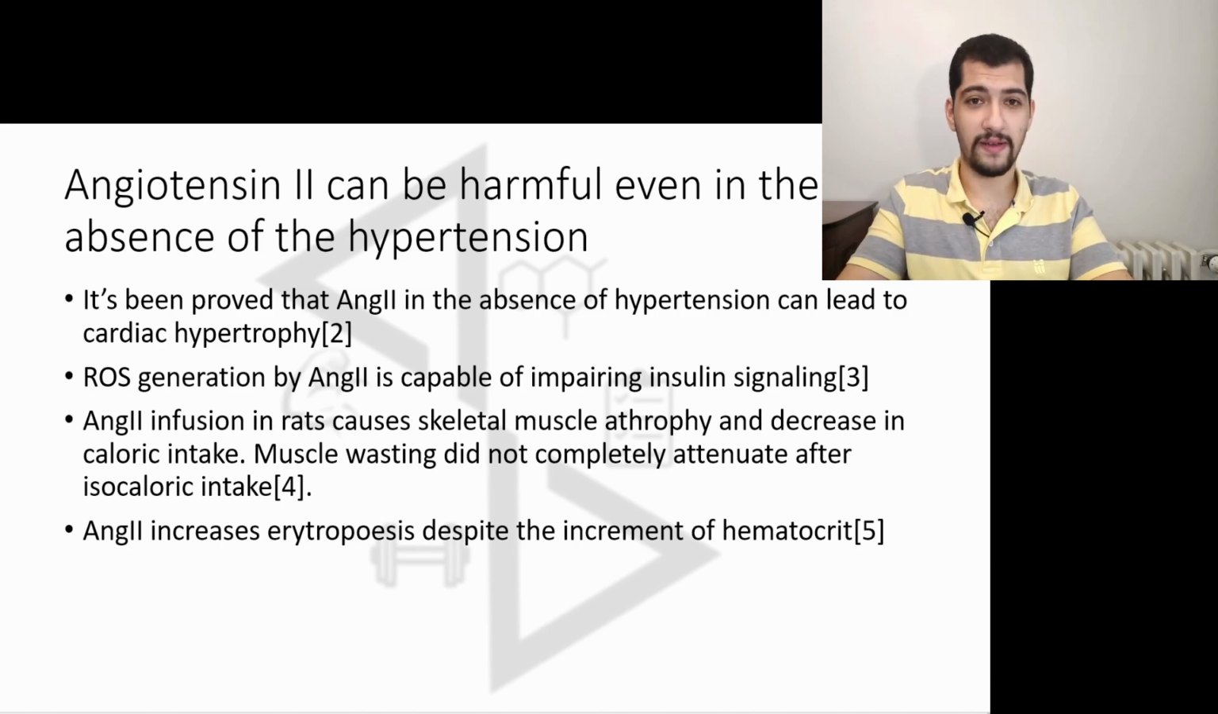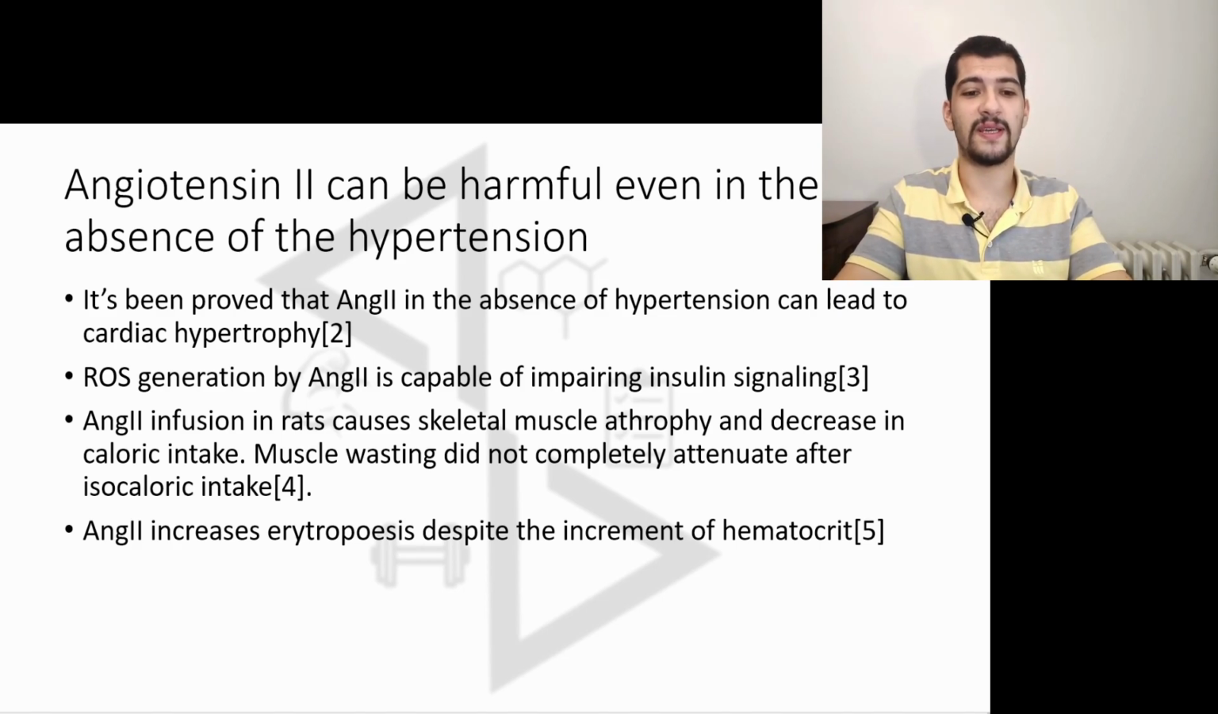It's been proved that angiotensin 2 in the absence of hypertension can lead to cardiac hypertrophy in animals. Reactive oxygen species generation by angiotensin 2 is capable of impairing insulin signaling. It affects your insulin sensitivity. It generates superoxide, hydrogen peroxide. Your body can generate those.